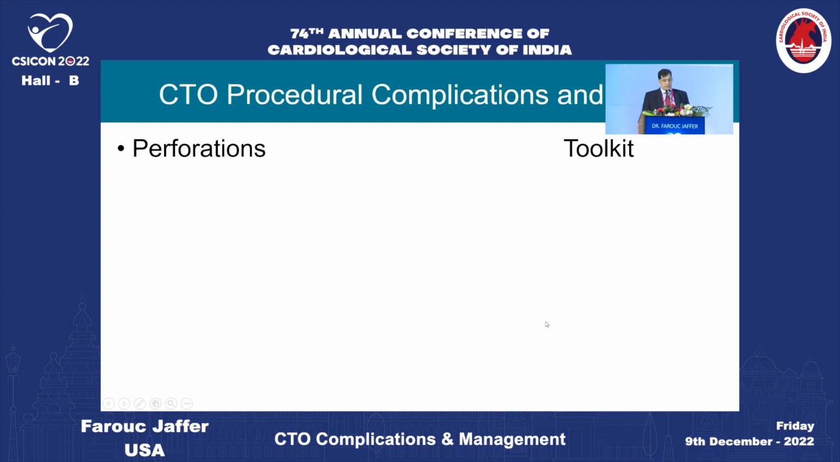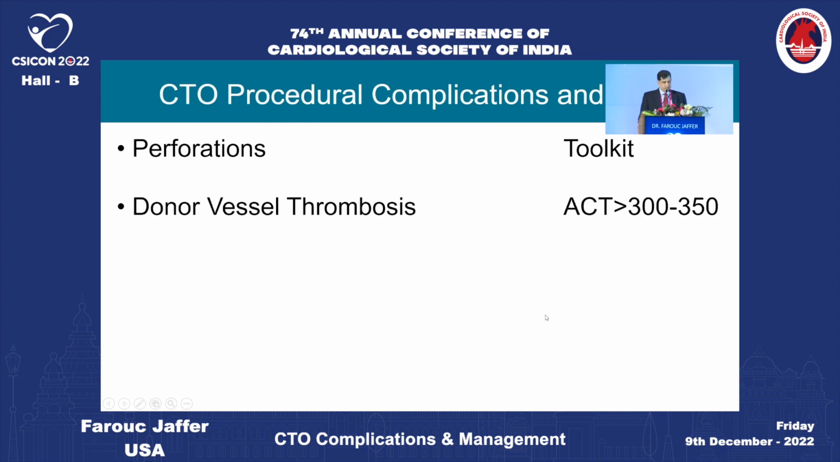So just to list the procedural complications and some of the tools that are needed, perforations are the number one aspect of managing CTO complications, and we'll go through the toolkit. Donor vessel thrombosis, and I should also mention donor vessel ischemia, and you saw one way to protect against that in Dr. Ali's talk with mechanical support, but therapeutic ACTs are critical to maintain patency of the donor vessel.